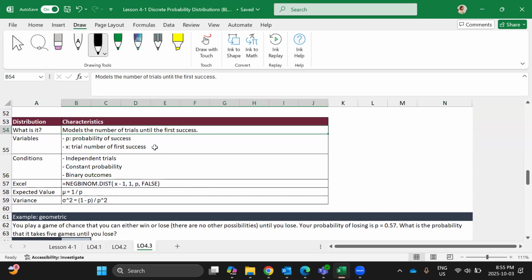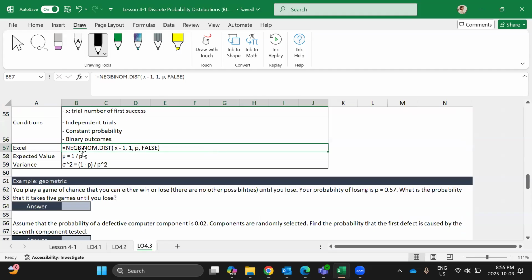For the geometric distribution, you'll need the probability of getting a success and when you're expecting that first success to occur, the number of trials. It has very similar conditions to the binomial, that you have to have independent trials with constant probability. How we calculate it in Excel is it's actually called the negative binomial, or neg binom.dist. You'll enter the number of successes minus 1 for how many failures you have. 1 will be when you're getting that success, and P will be your probability of success.